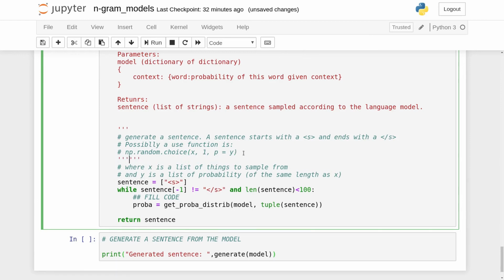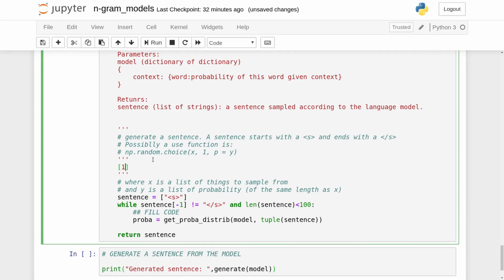As an example, suppose I have a list like this: A, B, C, and their probabilities are 0.1, 0.6, and 0.3. So if I say np.random.choice, this is my x, and this is p, and if I write one here as the size, if I call this function, it's going to return me one element that is sampled randomly from this list according to these probabilities. So if I run it like 100 times, B will appear 60% of them, A will appear approximately 10% of them, and C will appear 30% of the time. Okay, so this is np.random.choice.